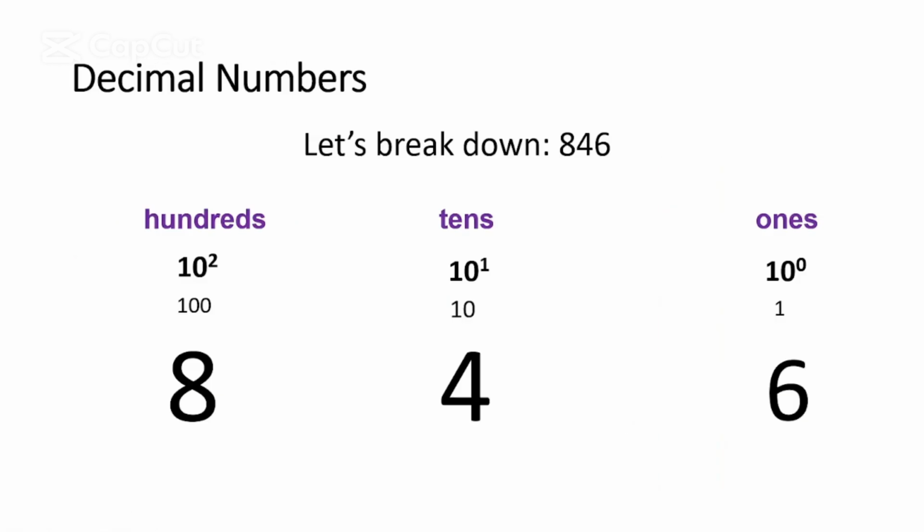Now let's continue with decimal numbers. Decimal numbers are base 10 numbers that we often use in our daily lives. Let's take, for example, this number 846.